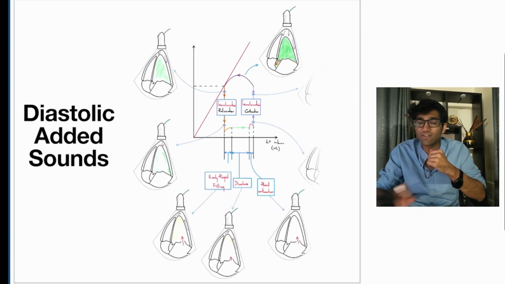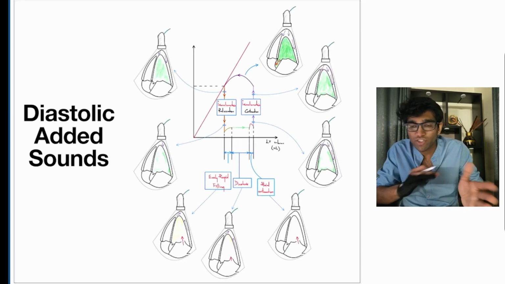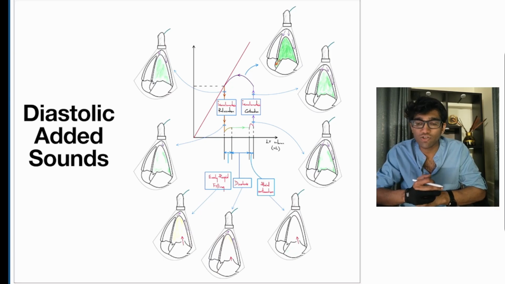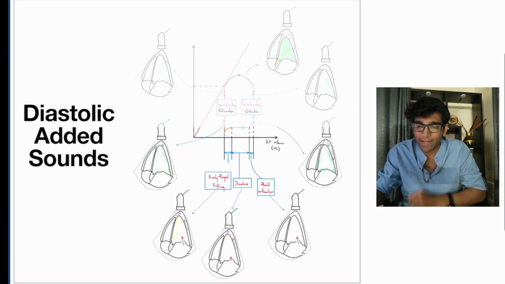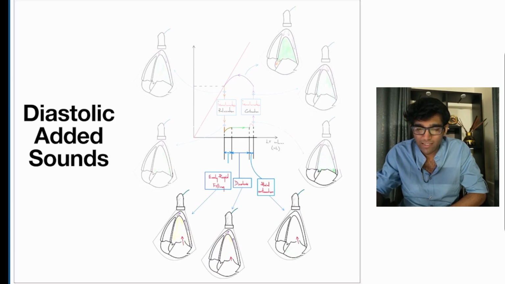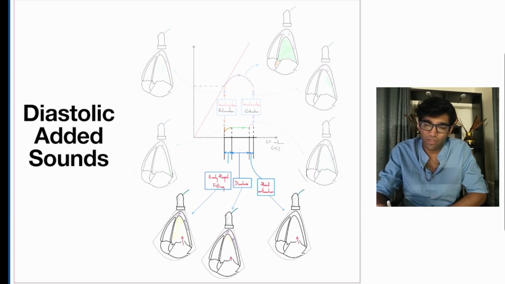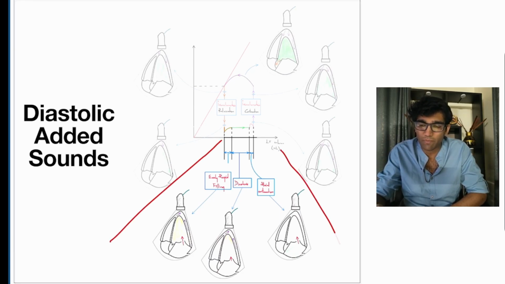Now coming to the diastolic added sounds. Like I did earlier, I'm going to shade out the systolic parts of the entire cardiac cycle, and I will shade out the isovolumetric relaxation period. Okay, so what we are left with essentially is the diastolic period. Okay, so the diastole also includes isovolumetric relaxation, but this is diastole without isovolumetric relaxation.